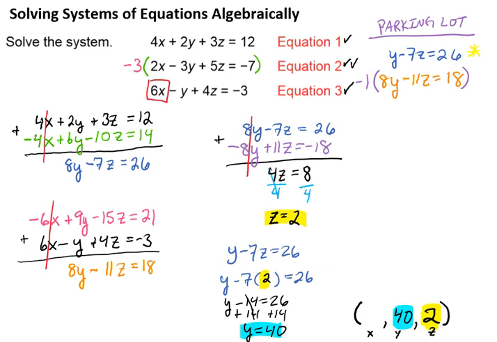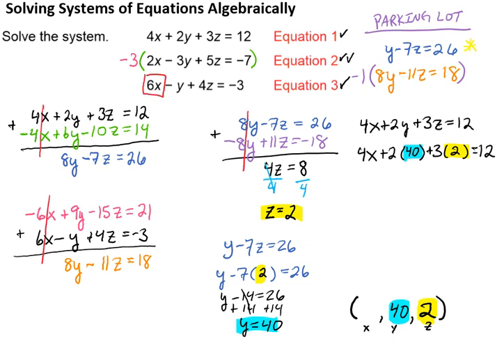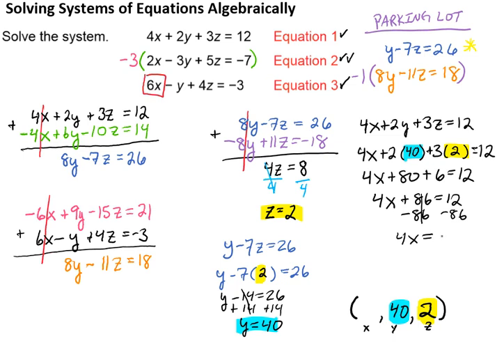So I'm going to take that top equation, 4x plus 2y plus 3z equals 12. Now we don't know what x is, but we do know that y is the number 40. And we do know that z is the number 2. Let me fix that 12 really fast. Okay, so now we're going to multiply the 2 times 40 and the 3 times 2. And that's going to give us 4x plus 80 plus 6 equals 12. And 4x plus 86 equals 12. And now we're just solving a two-step equation, right? So we're just going to subtract 86 from both sides and get 4x equals a -74.